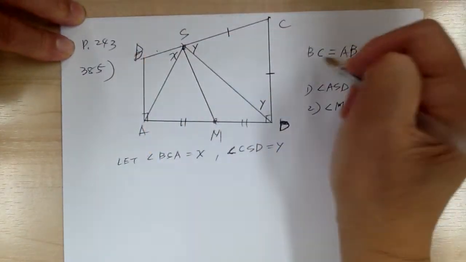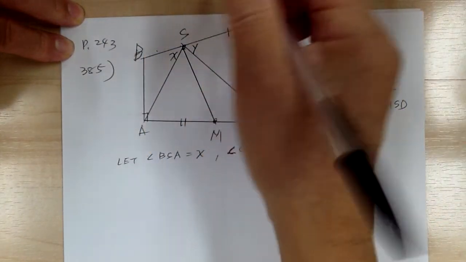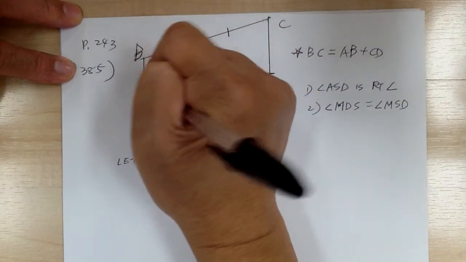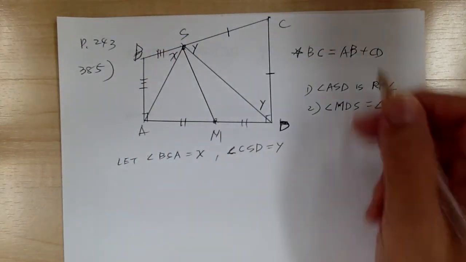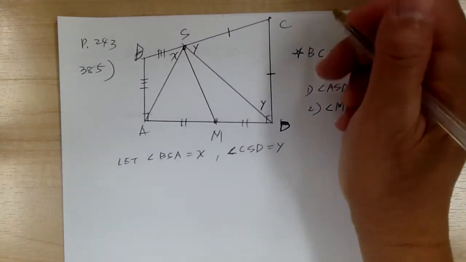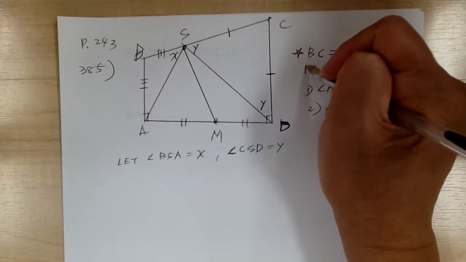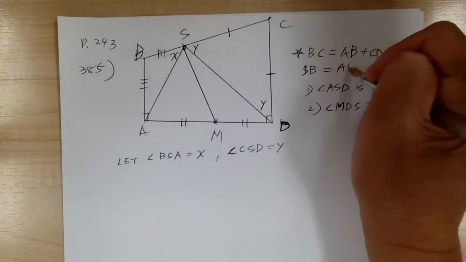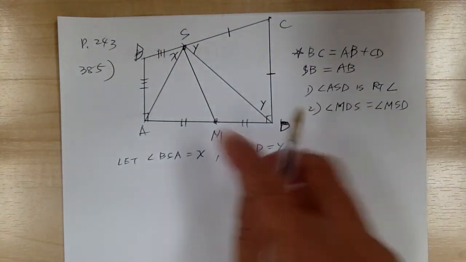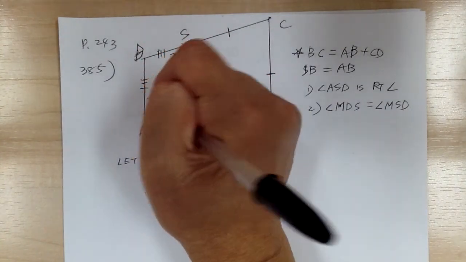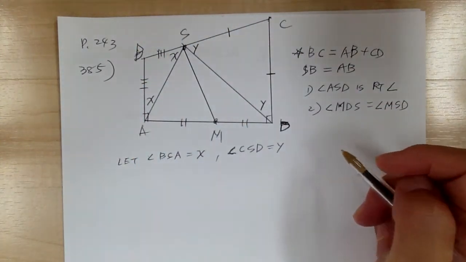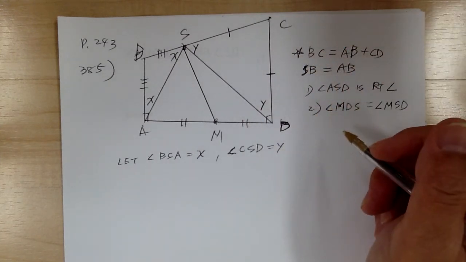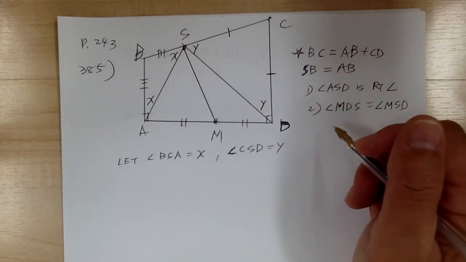So from this part over here, we can see that this will be congruent to that. Okay. So again, from these, we can see that SB is equal to AB. So if this is X, this would also be X, right? By isosceles triangle theorem. Okay, and then we can figure out each of these angles.